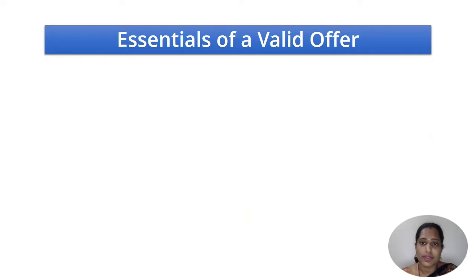So when you check what are the essentials of a valid offer, there are certain elements. When it fulfills all these elements, then only we say yes, this is a correct offer. Then only we consider that as a correct proposal which you can keep before the other party, or which you can offer to the other party. When you talk about the other party, it is the offeree.